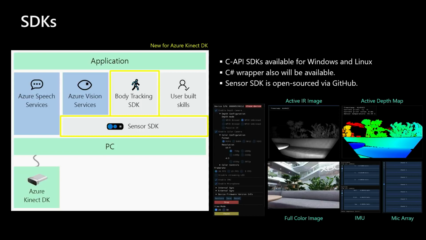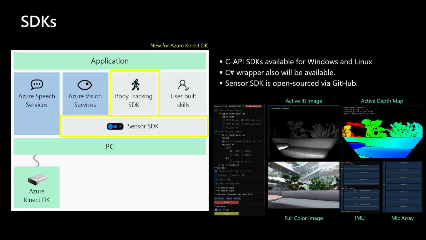For the body tracking, we wanted to provide higher accuracy models, improve how many joints you're getting with the body tracking, and enable you to track more than 1 person at a time. Both of these are available on Windows and Linux. The sensor SDK is written in C, but we will also have a C# wrapper available after launch. And the last thing I want to tell you about the SDKs is that with the sensor SDK, we are also including what we're calling the Azure Kinect viewer.